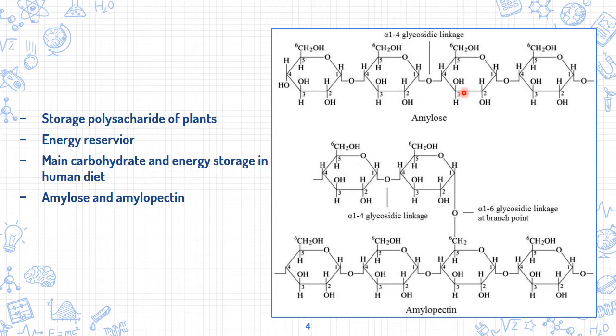Amylose is an unbranched chain and amylopectin is a branched chain. About 10 to 30% of the starch consists of amylose and 70 to 90% of starch is made up of amylopectin.